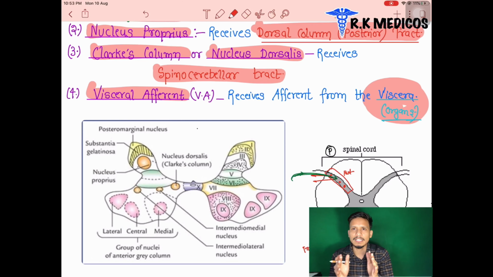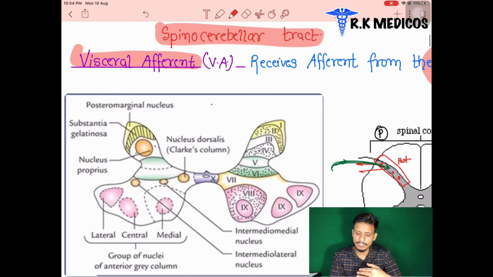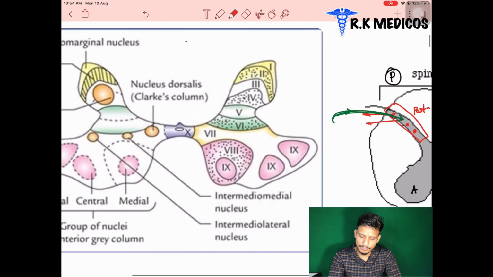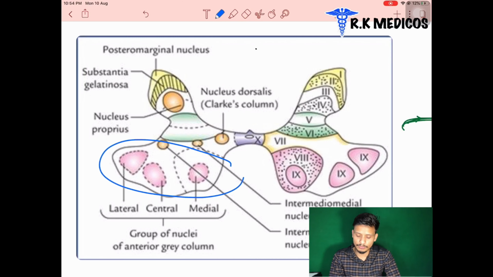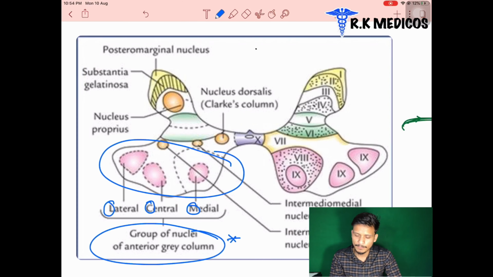So this is the cut section of the spinal cord, and there are different functions of all the nuclei of the spinal cord that we can see here. You can now see in this picture how we identify all of this. In the anterior horn there are 3 nuclei: medial, central or intermediate, and lateral. These all are groups of nuclei located in the anterior gray column of the spinal cord.